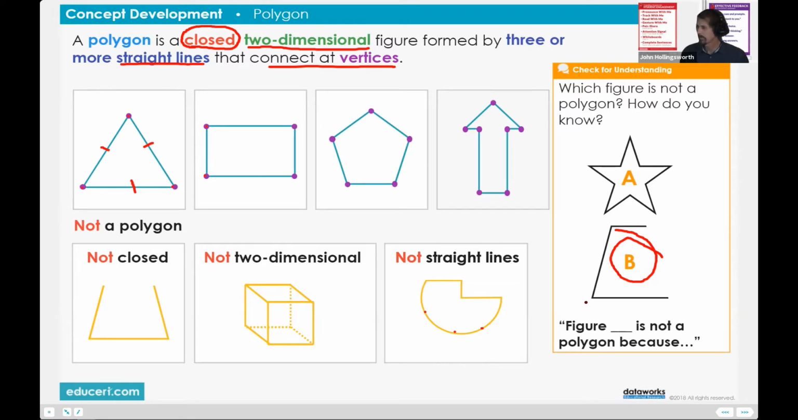Figure B. Oh, it's B. No, not "it's B." Figure B. Figure B is not a polygon because the lines don't connect at the vertices. Vertices. Yeah, they don't actually meet. Remember we said a closed figure has to be, all the lines have to touch. Okay, very good.